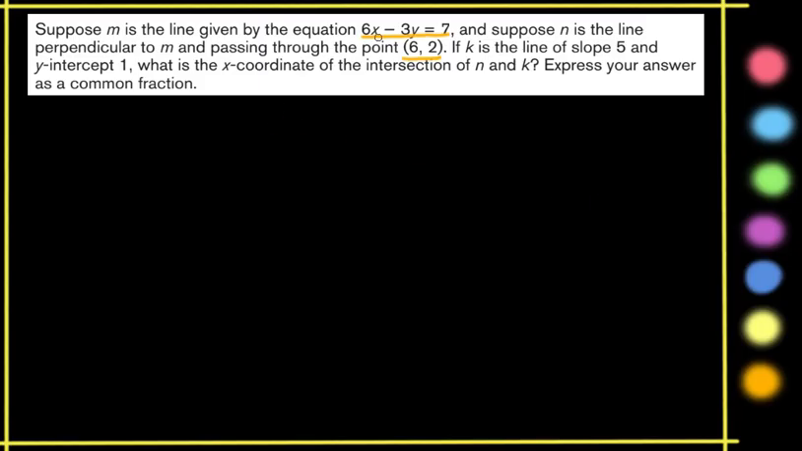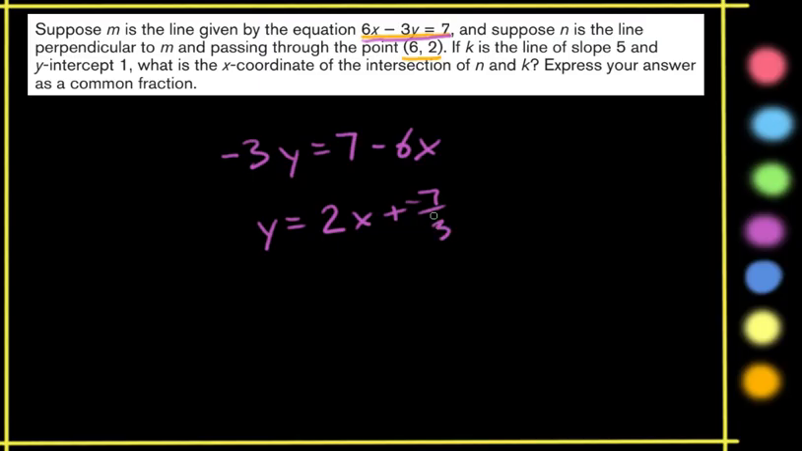So M is given by this equation. Now you notice it's in a different form. It's not in y equals mx plus b, but we can put it in y equals mx plus b. We can subtract 6x from each side. That'll give us minus 3y equals 7 minus 6x. And then we can divide by negative 3. That's y equals, maybe I'll put the x part first. So this will be negative 6 divided by negative 3, which will be 2x, plus 7 over negative 3. But we don't actually care about this. All we care about is the slope of this line. So the slope of this line is 2.